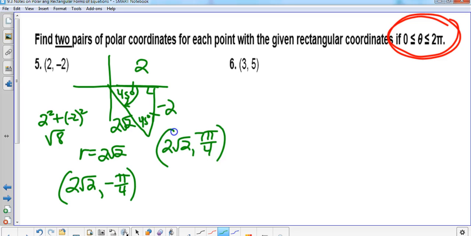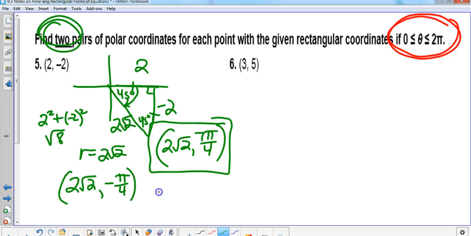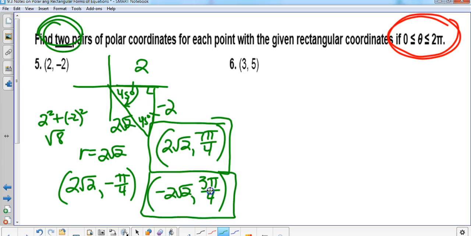Okay. 1 down, 1 to go, because the directions say we need 2 answers. What's the other option? Think about that. Look at your unit circle. What could you do and then back up? 3 pi over 4, and then you would have to say, I'm going to back up how much? Negative 2 square roots of 2. That one work out for us? Okay.